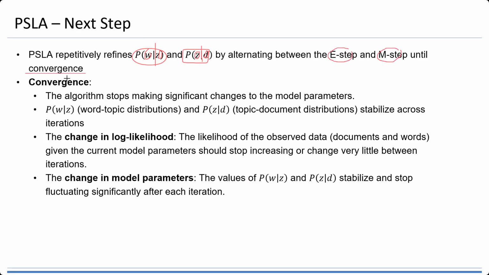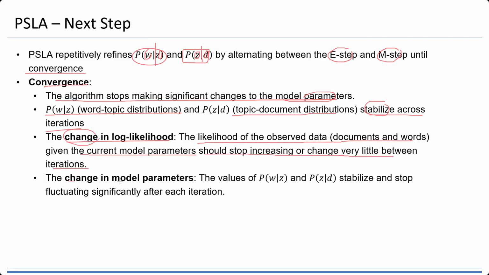Convergence means the algorithm stops making significant changes to the model parameters. If the number is changing only very slightly, or doesn't make any significant changes to the model parameters, then it stops. Or we can say the word-topic distribution and the topic-document distribution stabilize across iterations. Stabilize means the changes are very, very small. Or we can look at the change in log likelihood: the likelihood of the observed data, the document network, given the current model parameters should stop increasing or change very little between iterations. If the changes are very small, we stop.